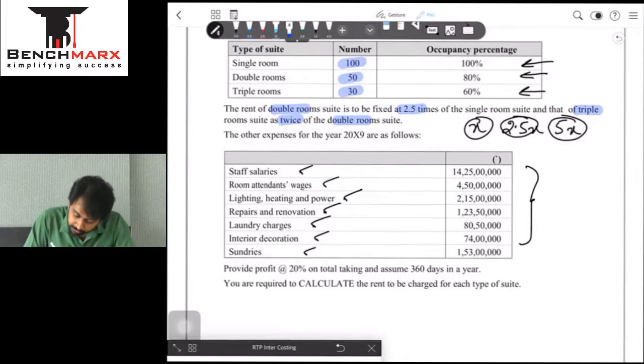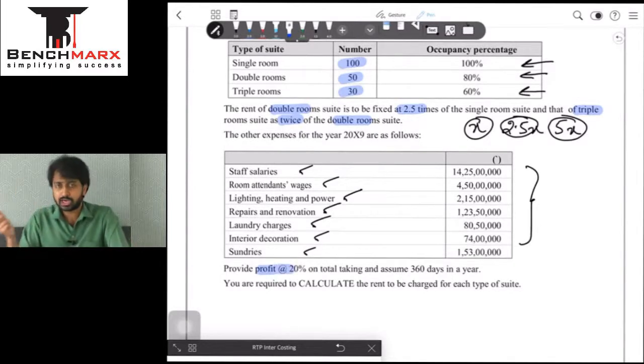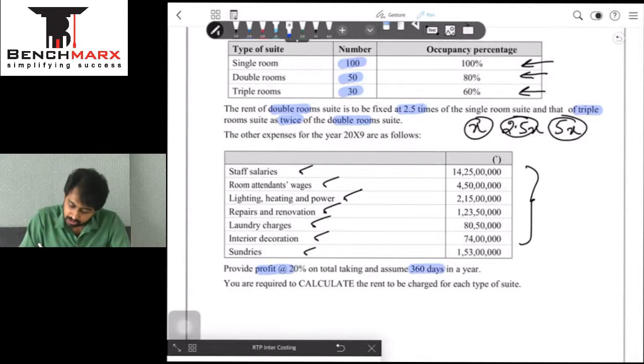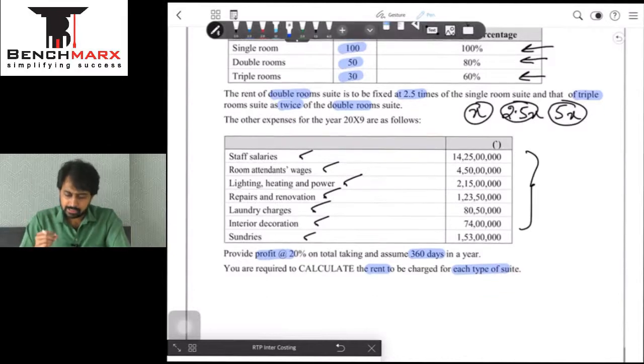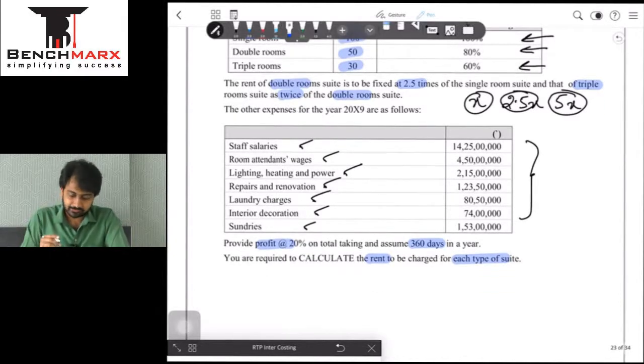Provide profit of 20% of total taking, that is revenue का 20%. So 100 is revenue, 20 becomes the profit, 80 becomes the cost. On total taking, assuming 360 days in a year, ठीक है, and compute the rent to be charged for each type. So every type of room will have a different rent because of x, 2.5x and 5x. ठीक है.